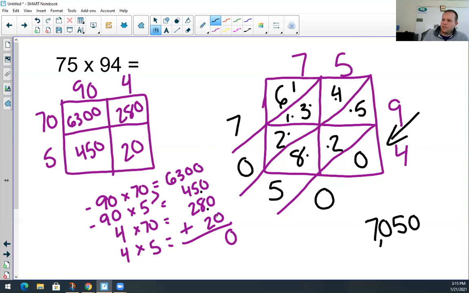5 plus 8 is 13, plus 2 is 15. 1 plus 3 is 4, plus 4 is 8, plus 2 is 10. 1 plus 7 is, 1 plus 6 is 7. So whether we add these numbers or do partial products to get the same answers, 7,050.